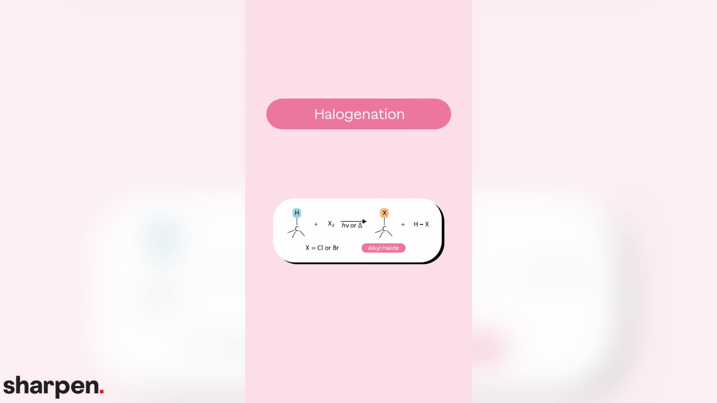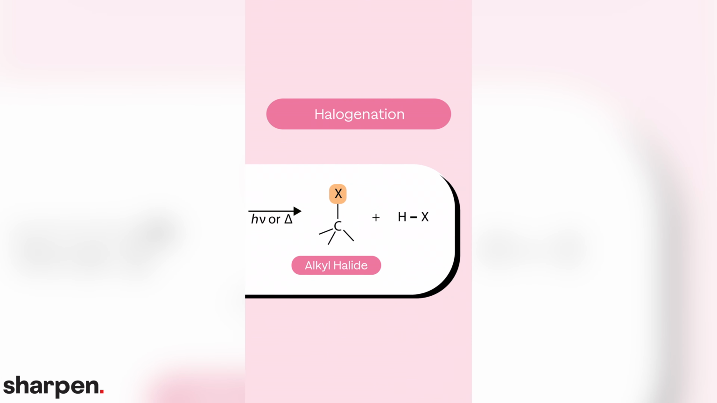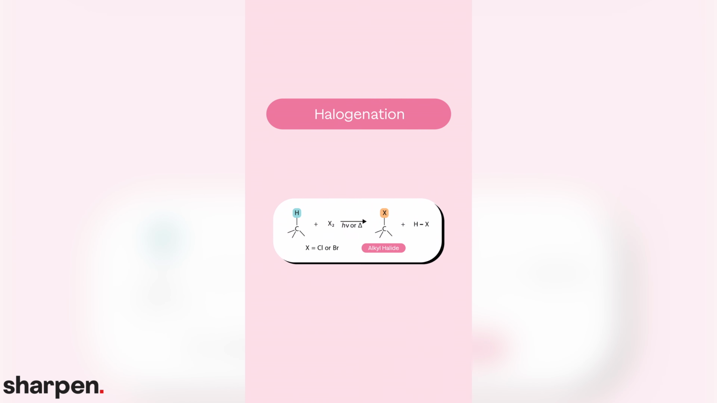When alkanes are exposed to halogens in the presence of either light or heat, they react to form alkyl halides. This is an example of halogenation. Halogenation is when a hydrogen atom is replaced by a halogen atom. It is known as a radical substitution reaction.